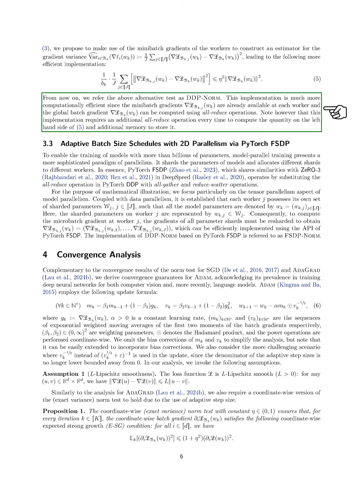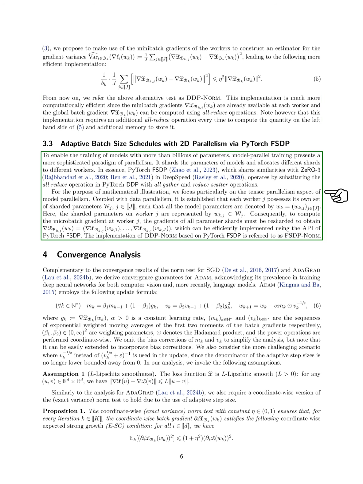Section: Adaptive batch size schedules with 2D parallelism via PyTorch FSDP. In this section, we discuss how model parallel training allows us to train models with billions of parameters by dividing the model's parameters into smaller parts, or shards, and assigning these to different workers. We utilize PyTorch FSDP, which is similar to DeepSpeed's ZeRO3, by replacing the all reduce operation in PyTorch DDP with all gather and reduce scatter operations.